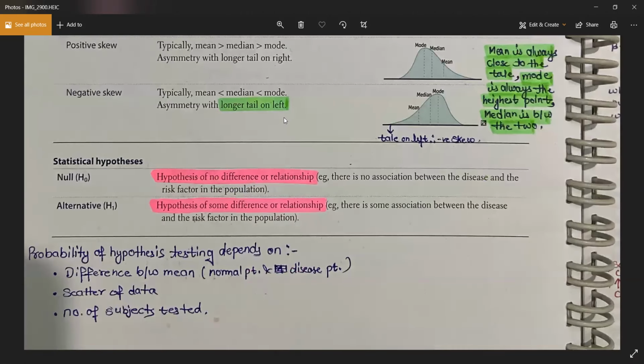Any doubts so far? No. Okay, then we will take a short break of 10 minutes and then start again from the statistical hypothesis. Okay.